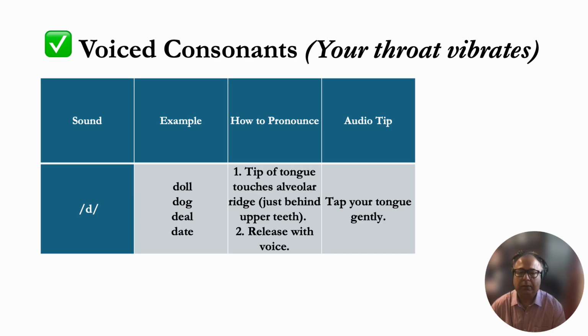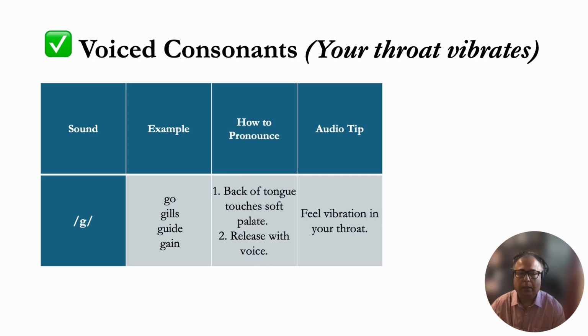Date. So the tip of your tongue touches the alveolar ridge, which is the area right behind your upper teeth. Okay? So do that. Touch your alveolar ridge with the tip of your tongue and then release the sound. D. So tap your tongue gently. G. Go. Gills. Guide. Gain.